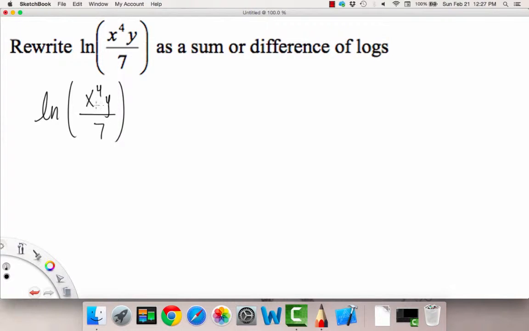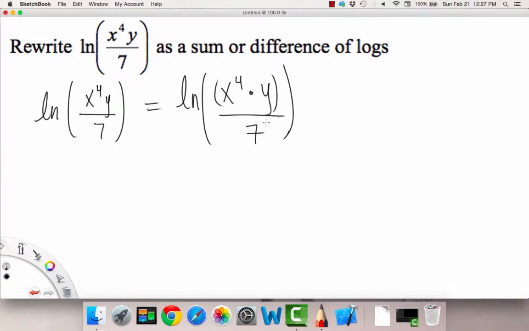So the first thing we see inside the log is that we have something being multiplied times something else. So let me rewrite it as this. So x to the fourth times y, and then all of that is being divided by a 7, right? So the first thing that I want to address is to get rid of this 7 on the bottom. So let's break it up.